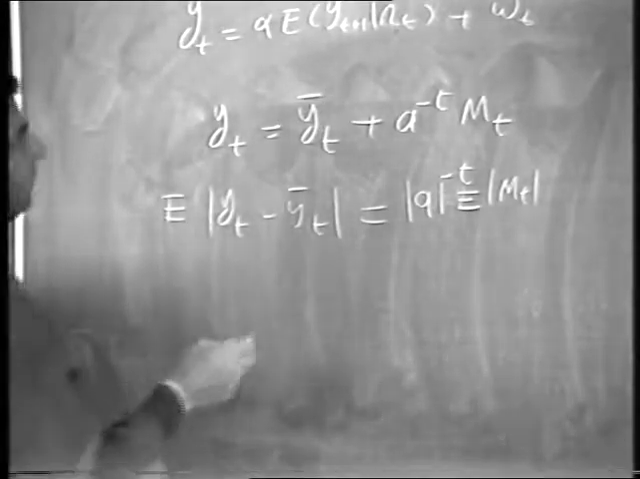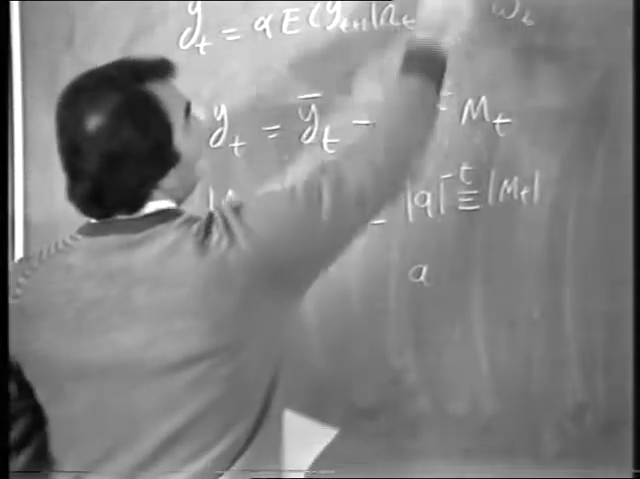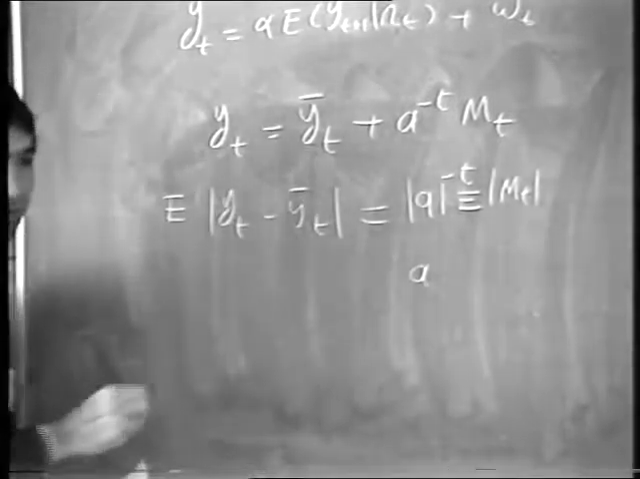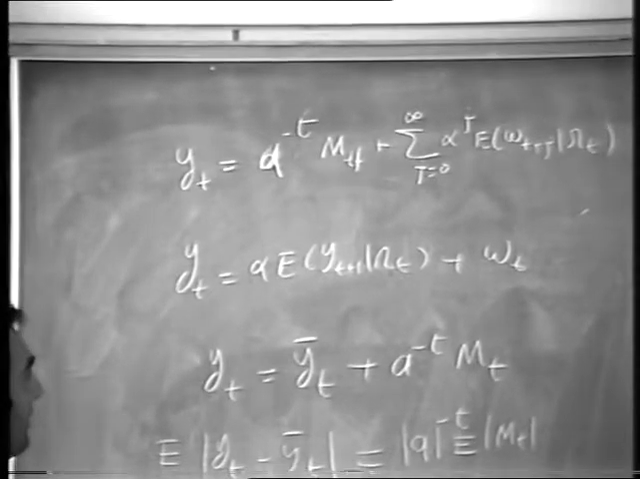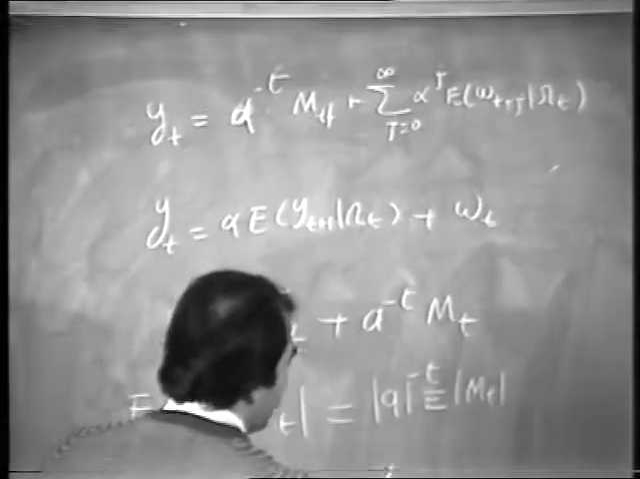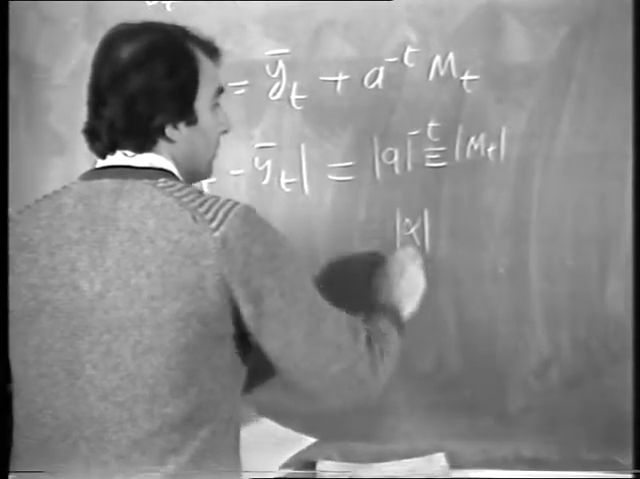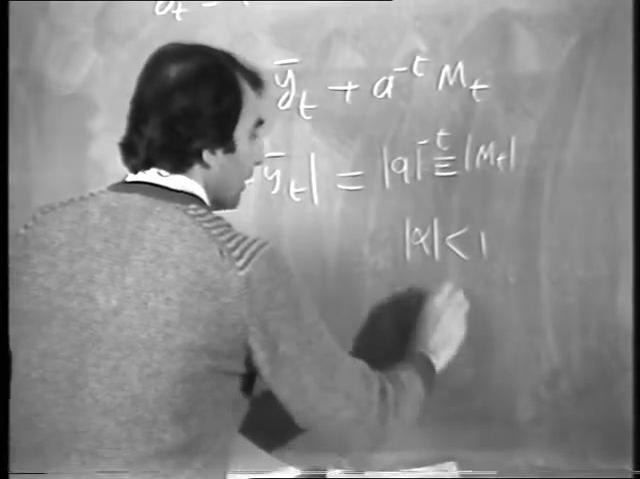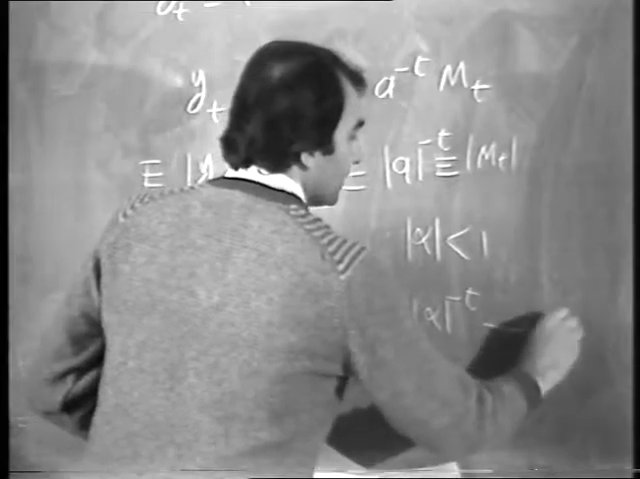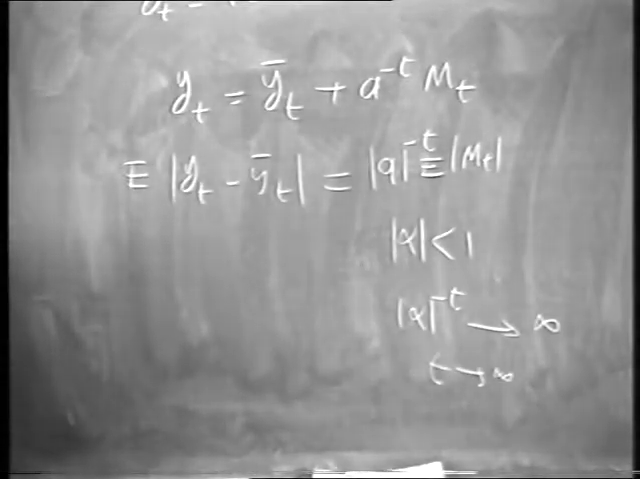Now remember, my alphas and a's are the same, so if you get confused, it's just exactly the same thing. I should say really alpha. If my alpha in absolute value is less than 1, it follows that alpha to the power minus t goes to infinity as t goes to infinity. Okay?